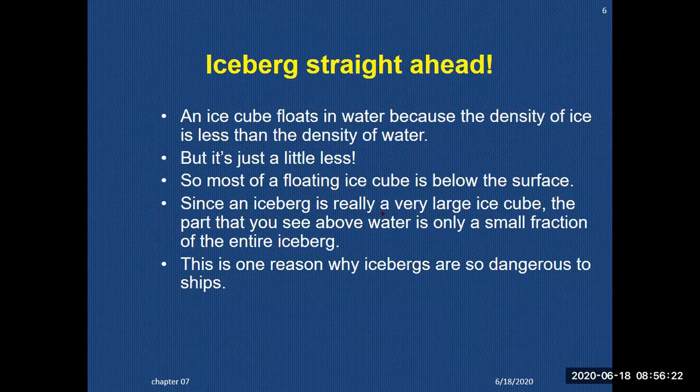Since an iceberg is really a very large ice cube, the part of it that you see above water is only a small fraction of the entire iceberg. So the weight of the iceberg increases collectively with increasing size, which results in it moving down from the surface. This is one reason why icebergs are so dangerous to ships. They are not visible from the upper side, and are always present below the surface of the water. So that's why they are dangerous.